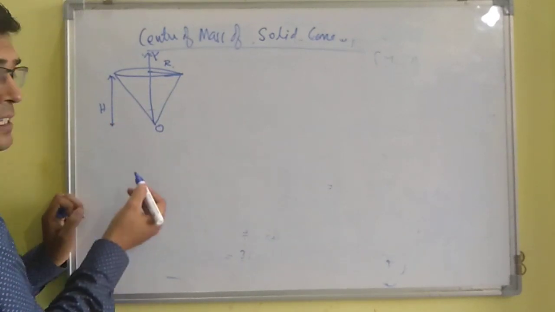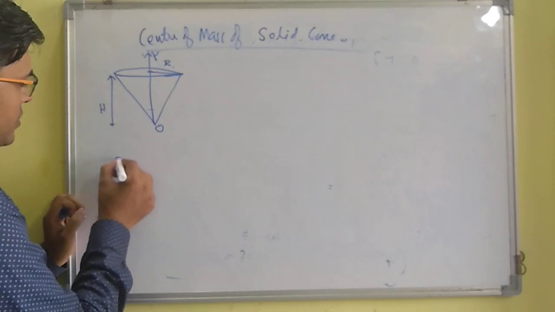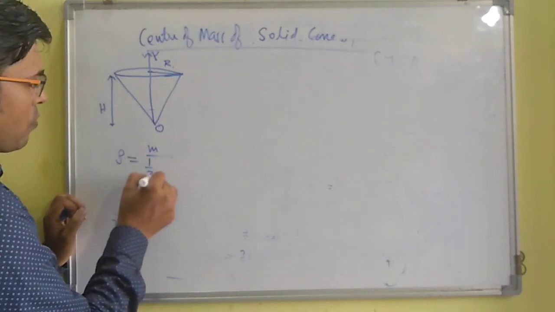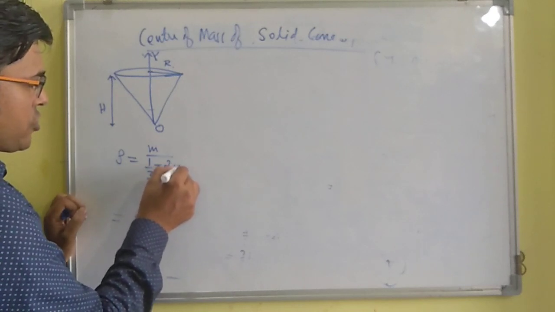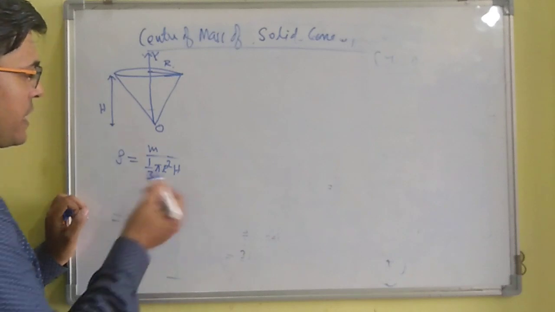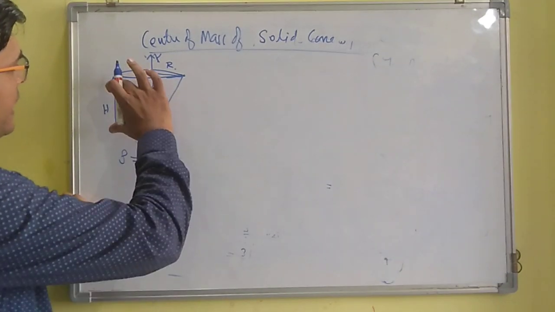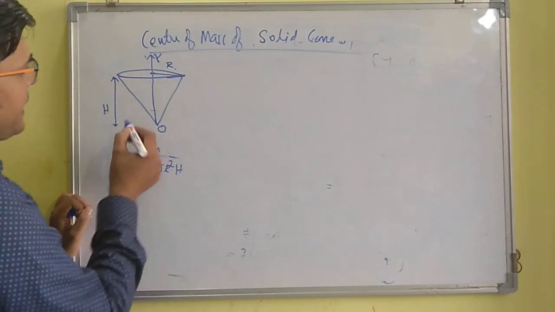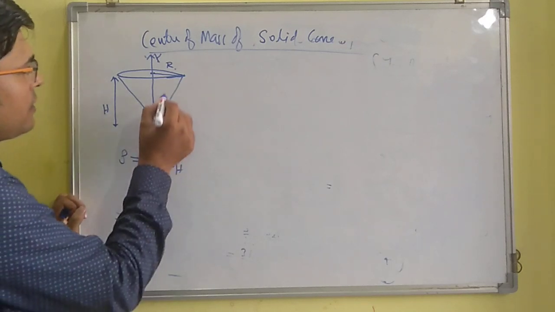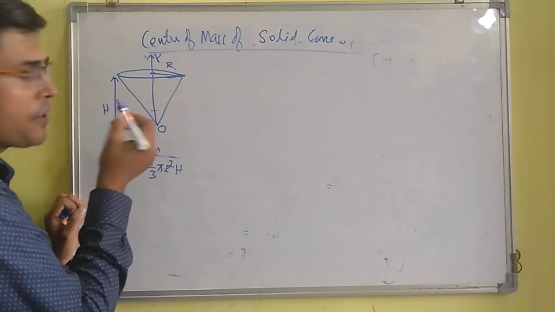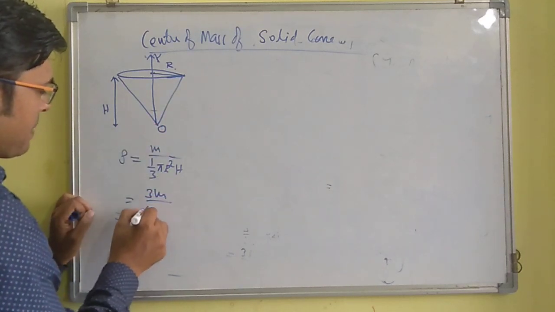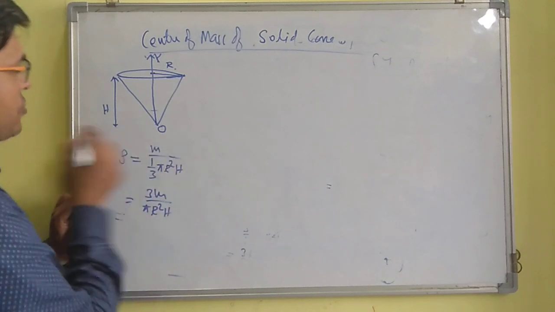So first we define our volume mass density. So rho would be how much? M by 1 by 3 pi r square h. As we know, the volume of a cone is 1 by 3 pi r square h, where r is the radius of this cone and h is the height of the cone. And again, of course, we can expect that center of mass would be lying in this particular line from symmetry. So this comes to be 3m by pi r square h.